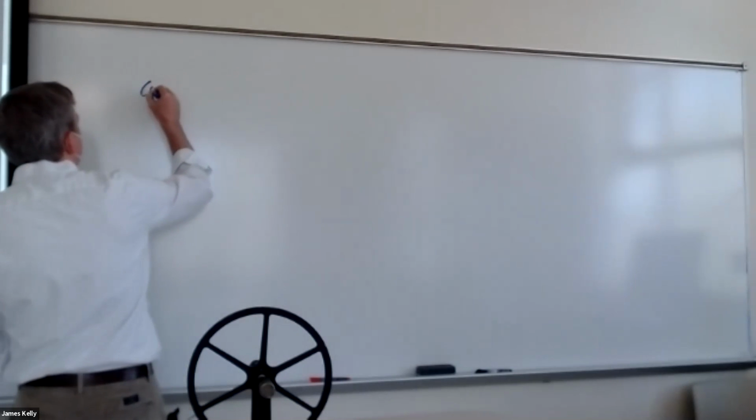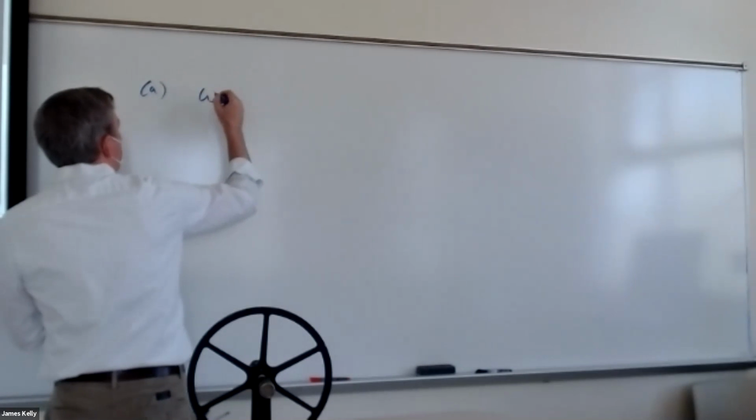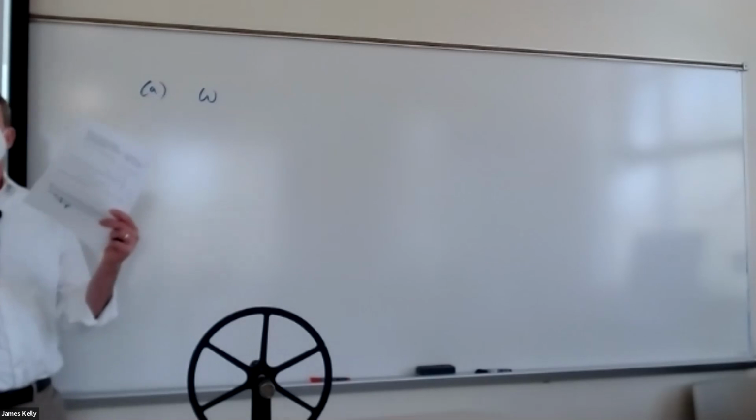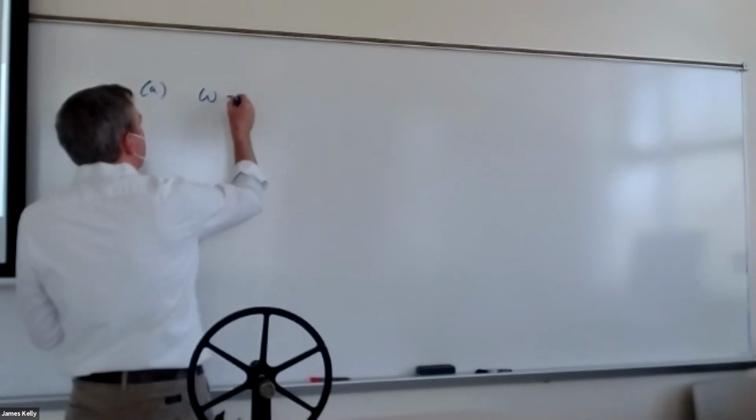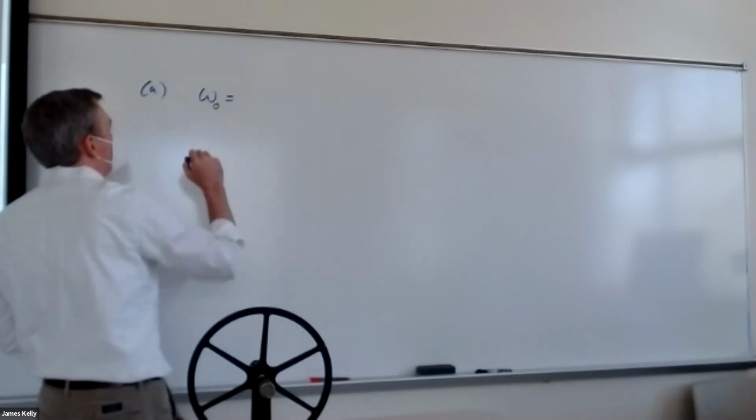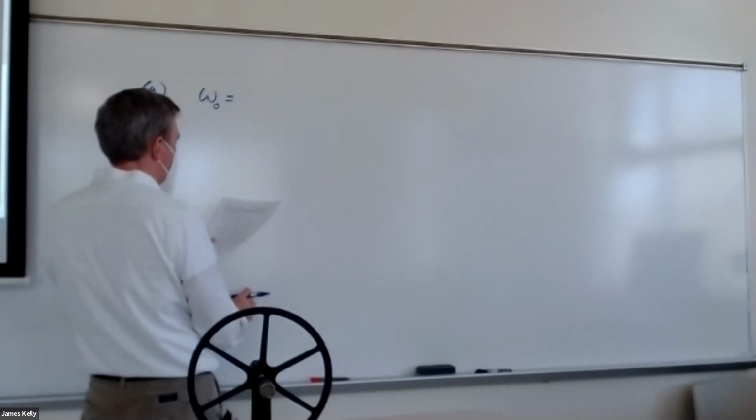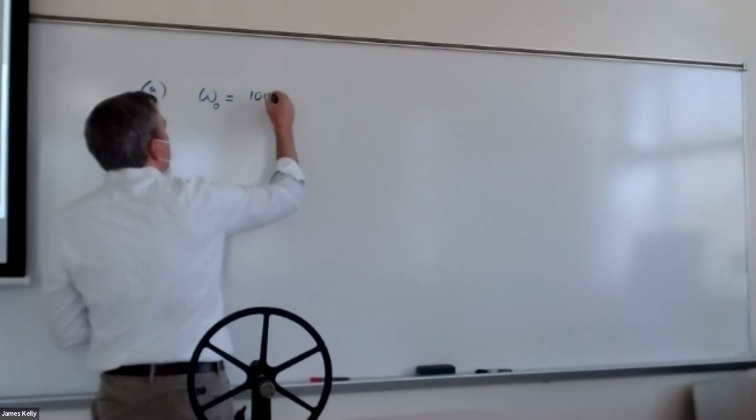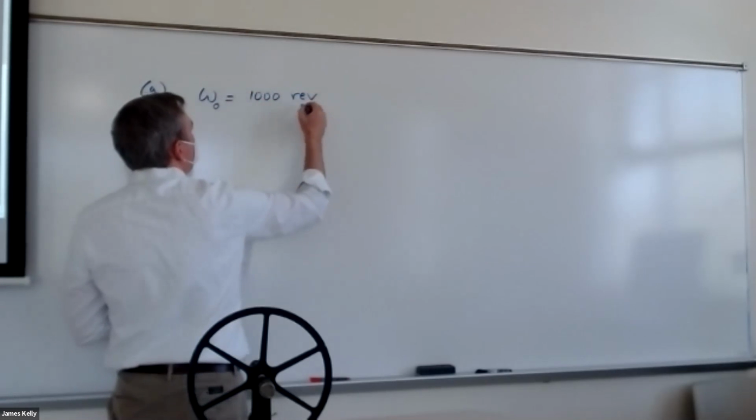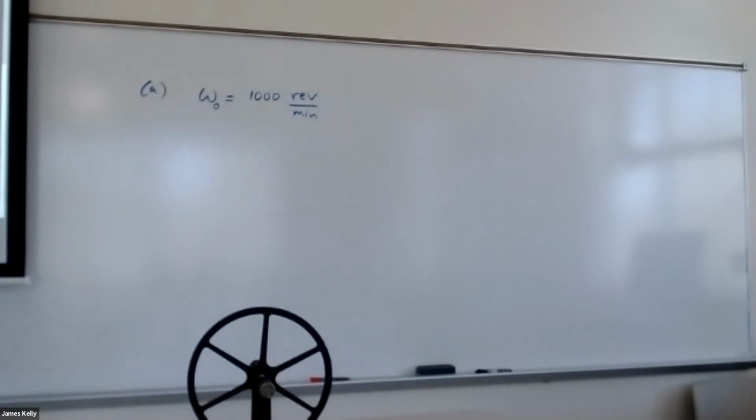So for A, we would still call it an omega. It's just in different units, right? We're told the angular velocity in this case is initial angular velocity at t equals 0. In terms of our kinematics equation, I usually put a 0 on that to indicate time t equals 0. Is 1,000, I'm going to write out RPMs, revolutions per minute. How do I change that to radians per second? What would I do?